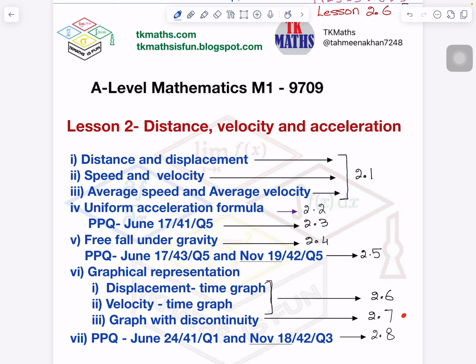In today's video, we will continue A-Level Mathematics M1 lessons. We are on lesson 2, which is on distance, velocity and acceleration. And in this video, we will cover part 3 of point 6, which is graphs with discontinuity.